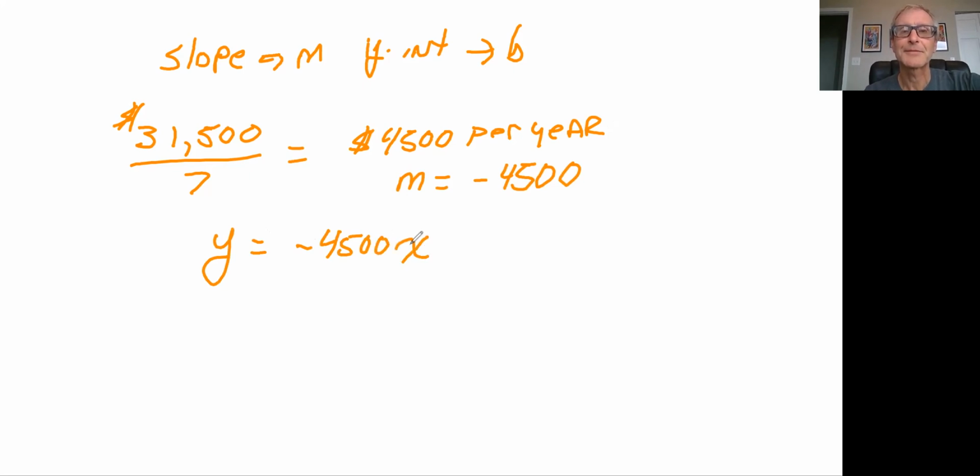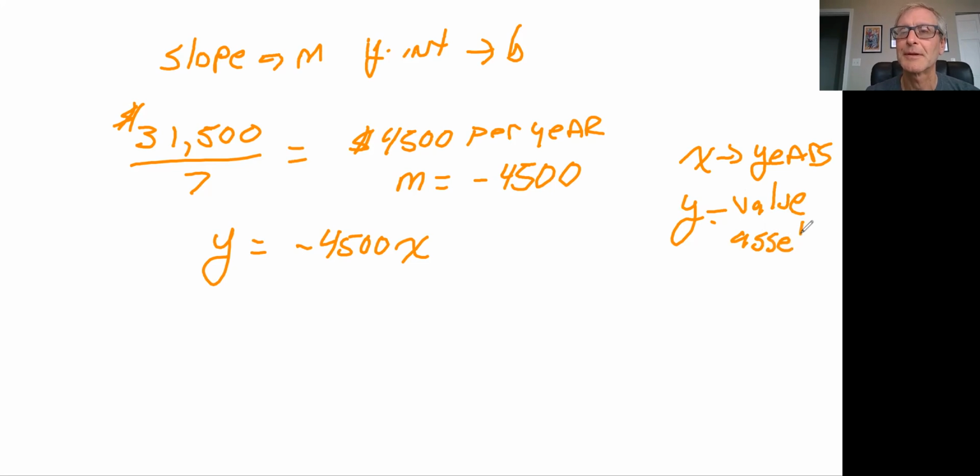And if we call X is years, right, again, time, and then Y would be the value of the asset, in this case, the car, or truck. So what is our B value? Well, what's the point we have? Well, what do we have? We know that we bought each vehicle at $31,500. So we know at time t equals 0, $31,500.